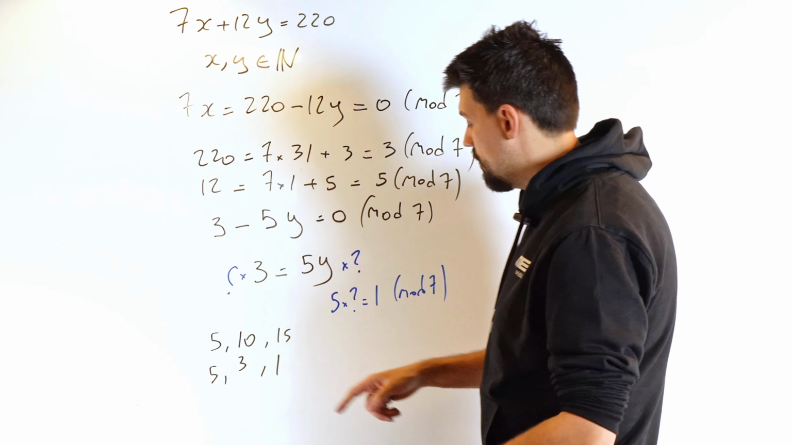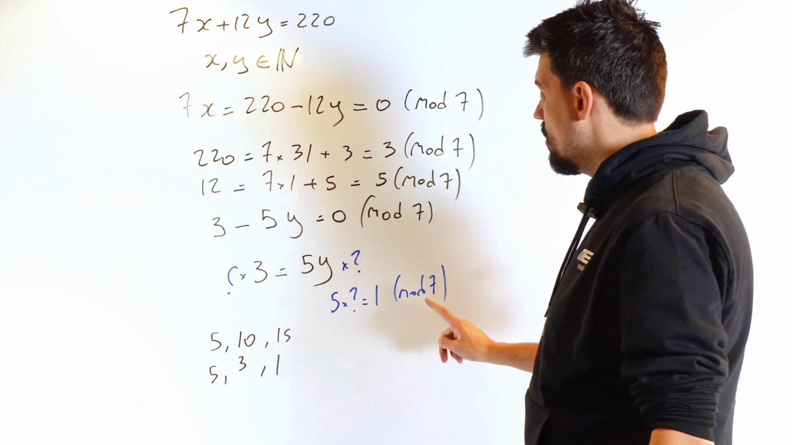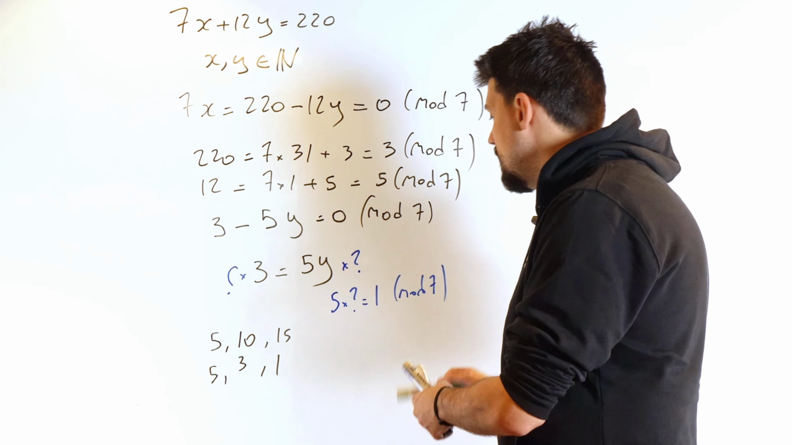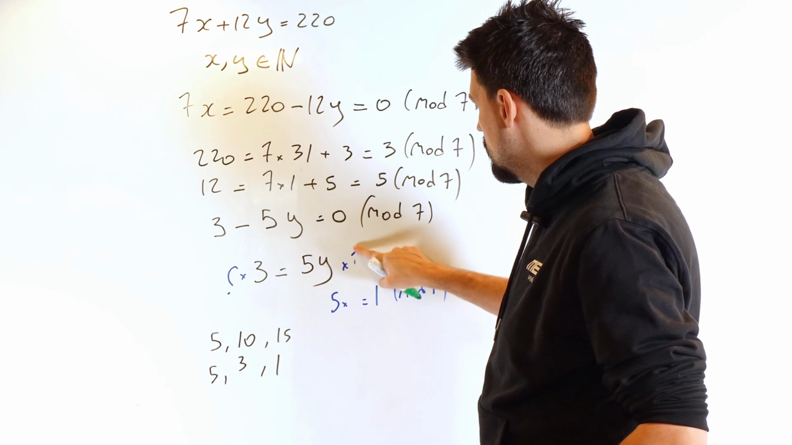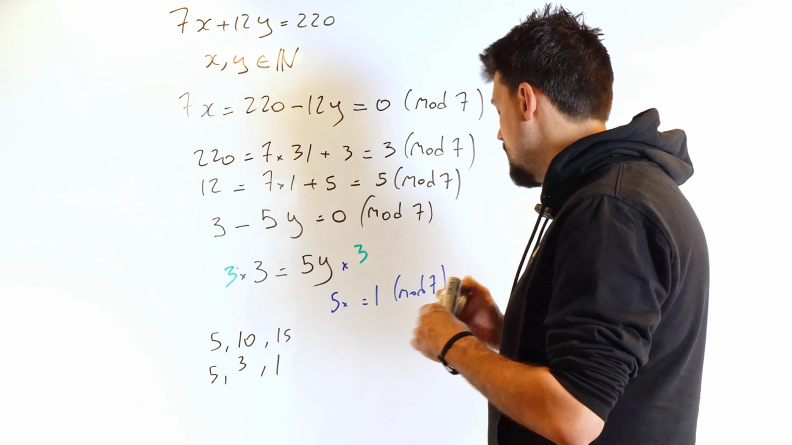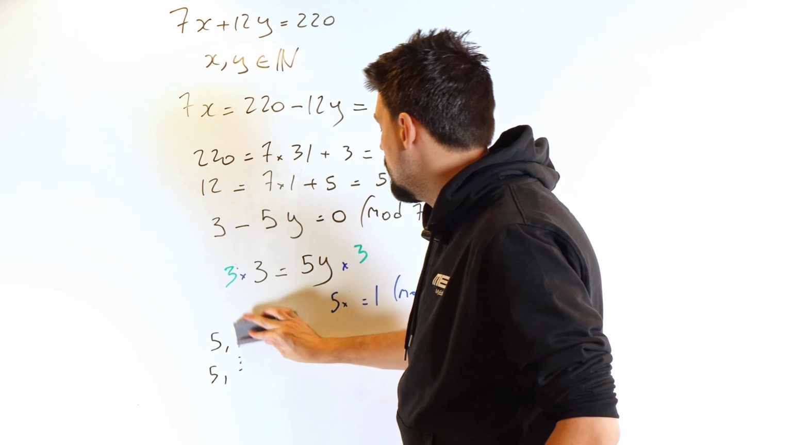All right, that's 2 times 7 plus 1. So if I do 5 times 3, in the mod 7 world, 5 times 3 is 1. So that tells me that we are going to multiply both sides by 3. And we're going to see what we get. A little bit of modular arithmetic for us there.